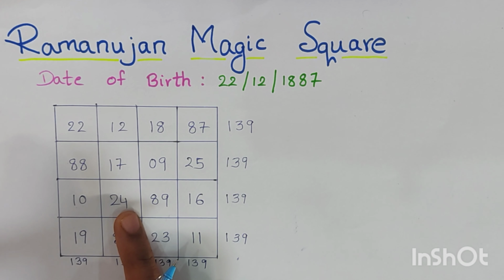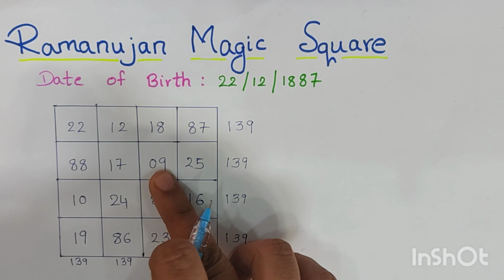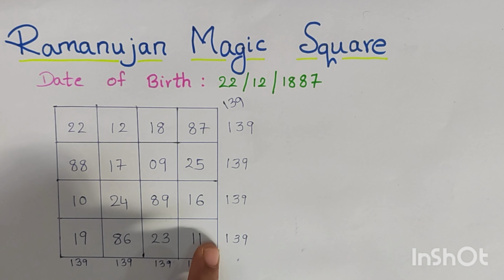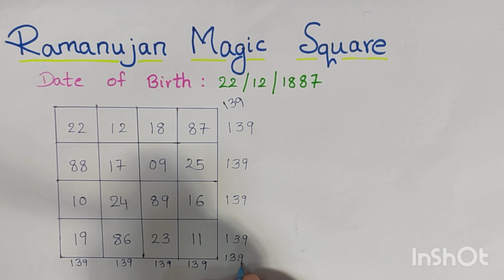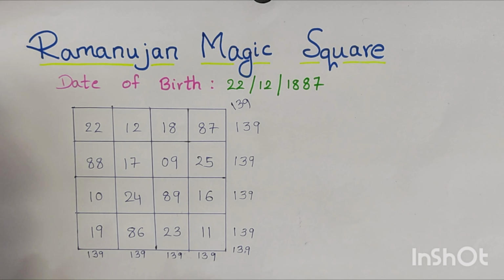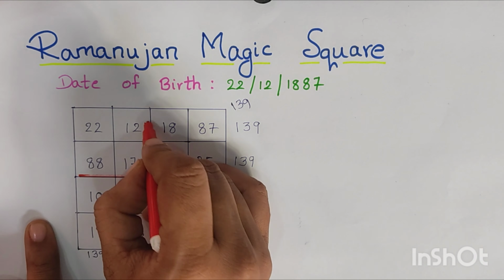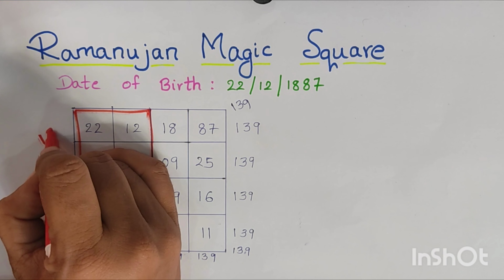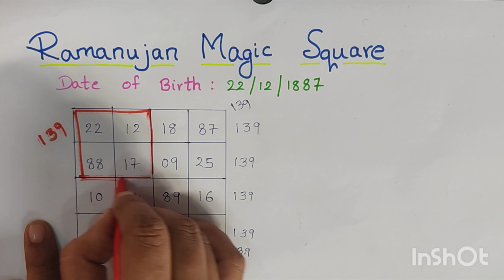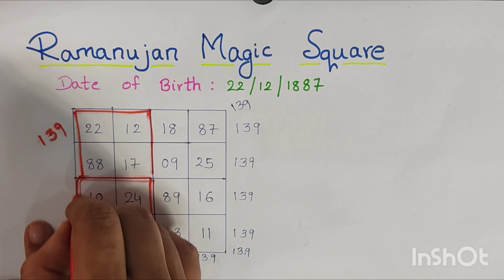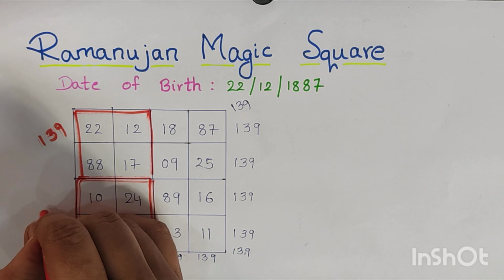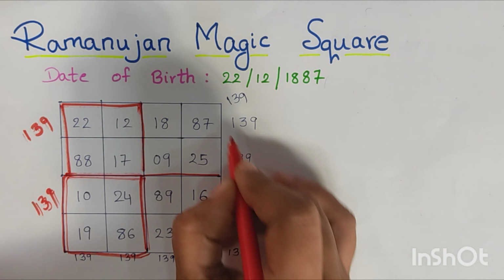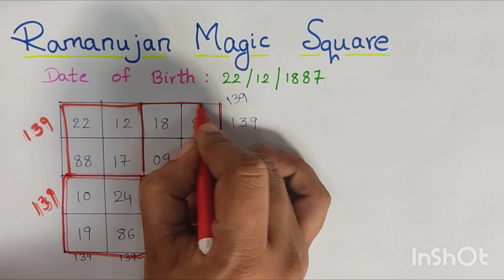In this square we are observing that we get the same total from the columns, the same total from the rows, and also in the diagonal directions. Not only columns, rows and diagonals, but also the squares present in this magic square: first this one, 22, 12, 88 and 17, that sum will also be 139. Again another square, 10, 24, 19 and 86, that sum will also be 139. Another square, 18, 87, 9 and 25.